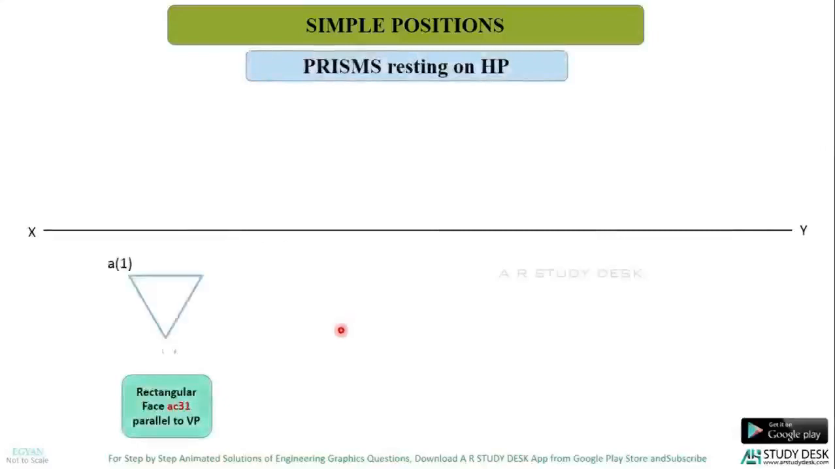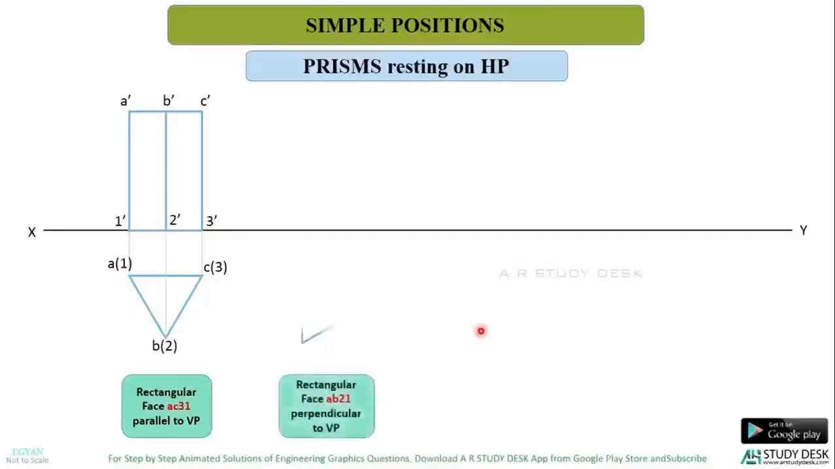Here we'll consider a triangular prism. In this case, the rectangle face AC31 is parallel to the XY line. What it means? In the top view, our XY line can be treated as VP. So the rectangle face AC31 is parallel to VP. Now here, a rectangular face is kept perpendicular to VP. So the faces A, B, 2, 1.